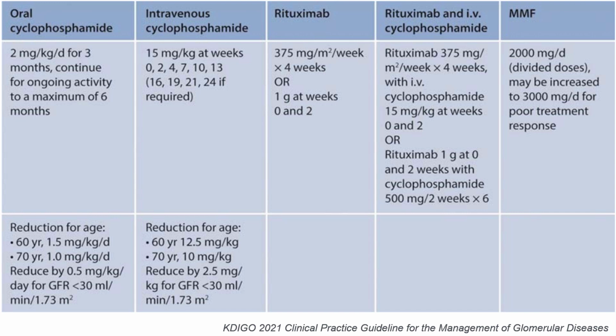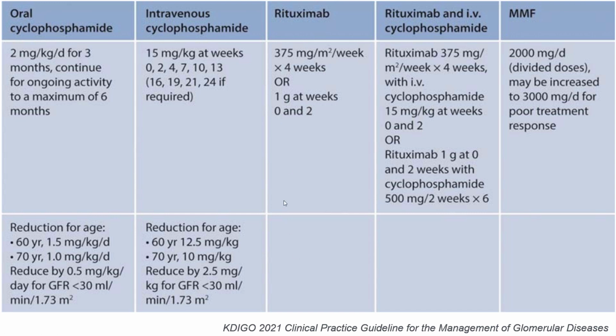If you started with IV cyclophosphamide, it is 15 milligram per kilogram at weeks 0, 2, 4, 7, 10, 13, 16, 19, 21, 24 if required. And you should also reduce this dose for age and for GFR.